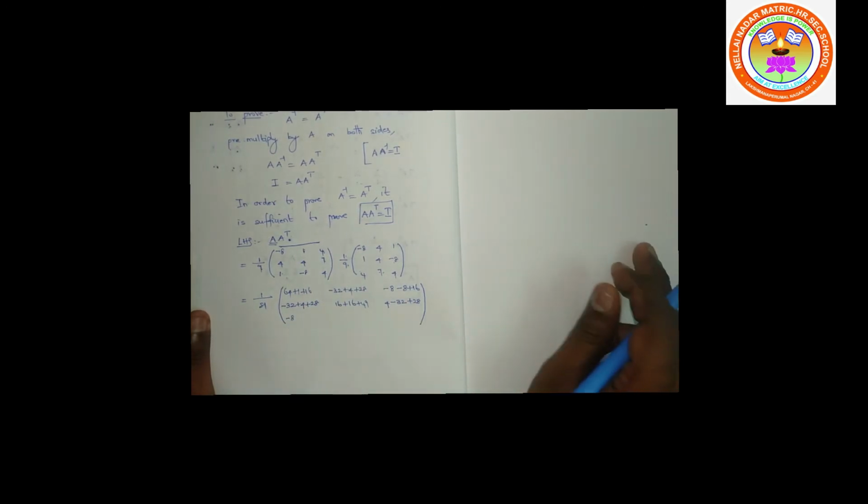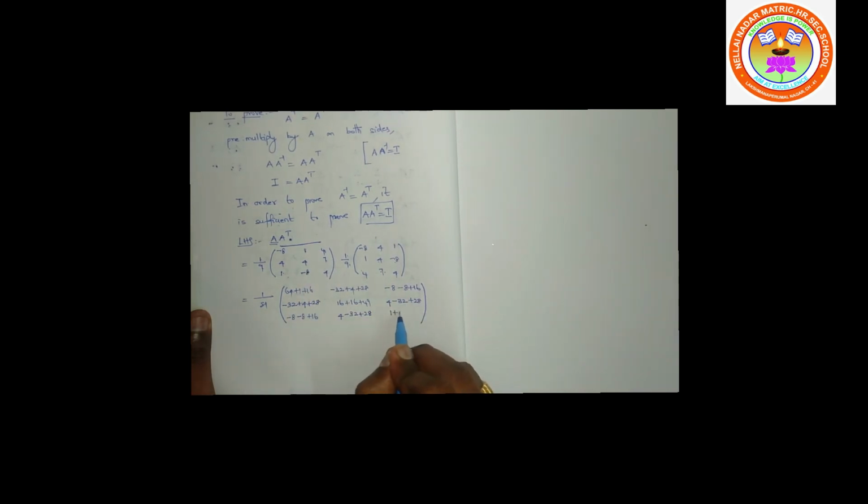Next, second row, third column. 4 into 1 is 4. 4 into minus 8 is minus 32. 7 4s are 28. It's over. Next, third row, first column. 1 into minus 8 gives minus 8.